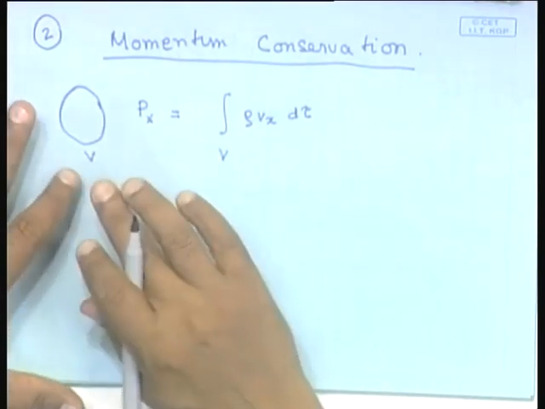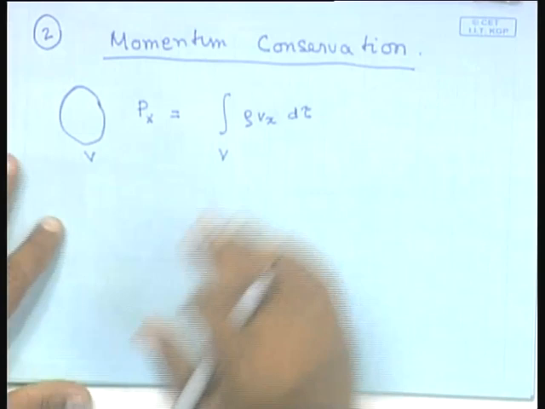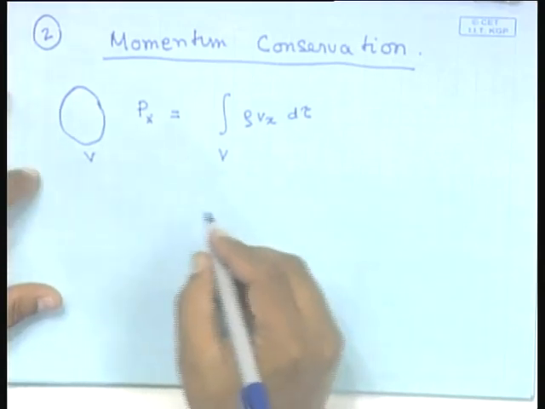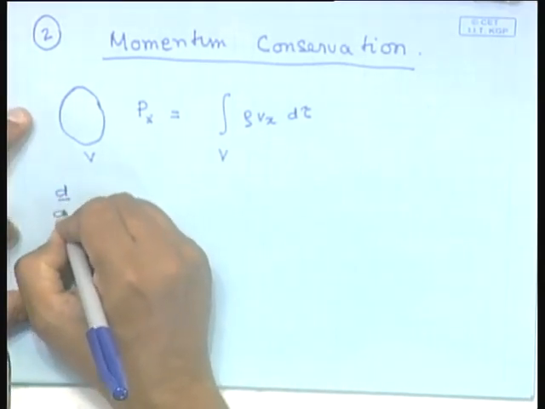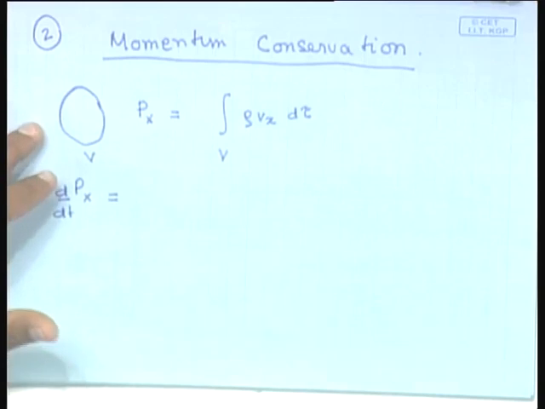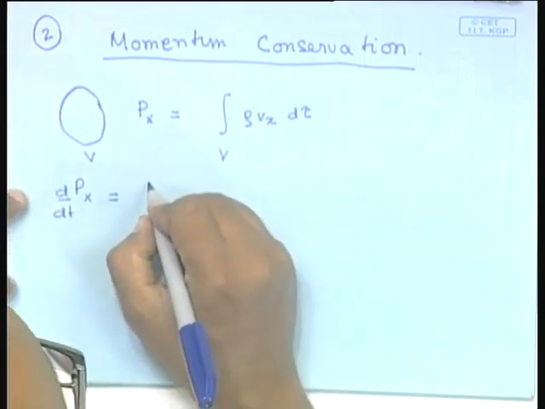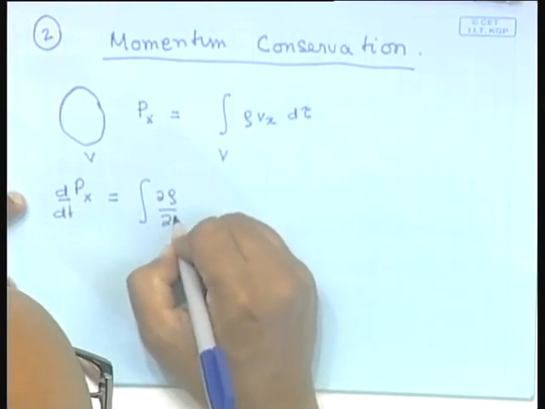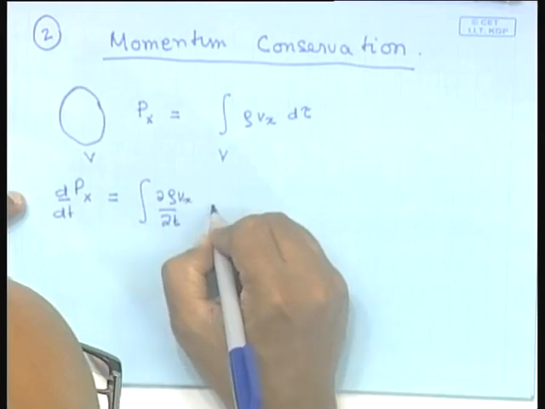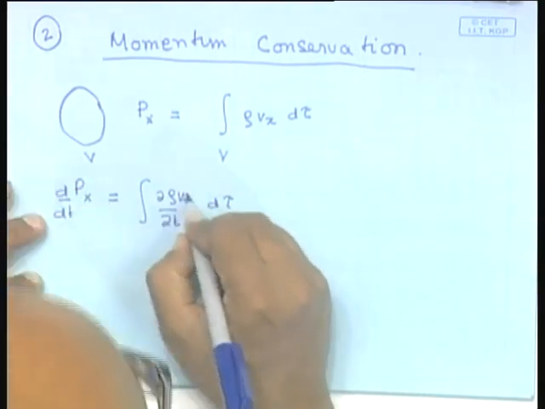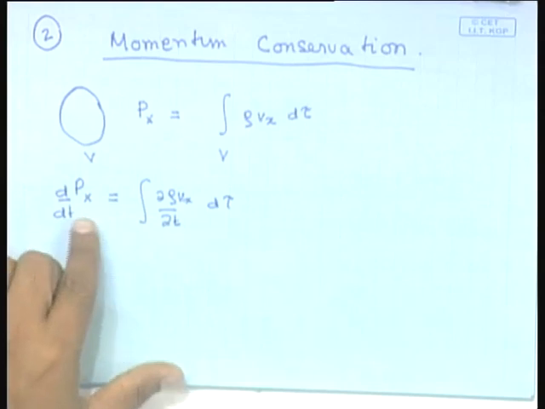Rho into Vx is the momentum per unit volume, mass into velocity, and integrating over d tau will give me the total momentum. Now, we want to calculate the rate of change of momentum inside this volume. Exactly the same thing. This can in principle change, because it can be written as the integral of del by del t of rho into Vx d tau. If rho into Vx changes, then the momentum will change.